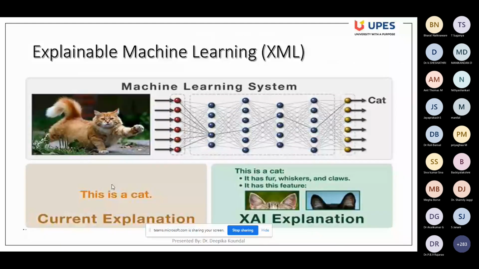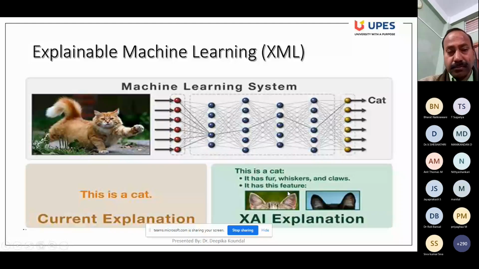This is explainable machine learning, which I have told you, because our models are working like a black box model, as they won't be able to explain why the model has given this result. Like if my machine learning model says that it is a cat, what is the explanation of why the model has said that it is a cat? Because it has fur, whiskers, and claws, and it has these features. That is why our machine learning model says that this is a cat.